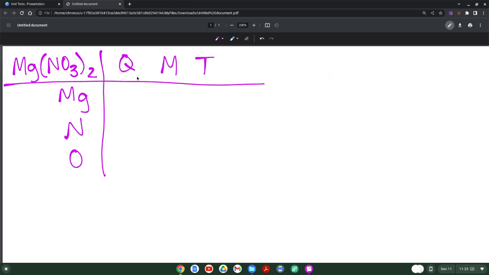Last up is the magnesium nitrate. I have 1, 2, and 6. Magnesium is 24. Nitrogen is 14, and oxygen, of course, is 16. Take those totals across. Is that 96? Yes, it is.